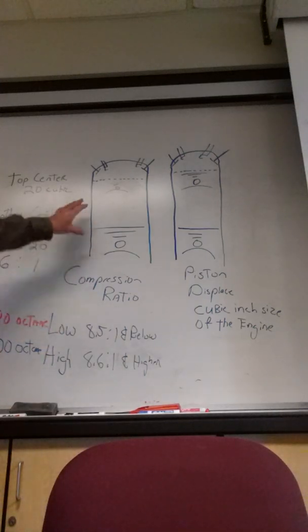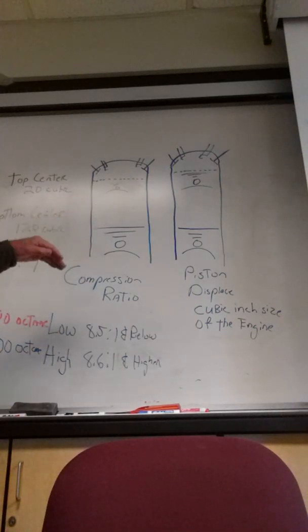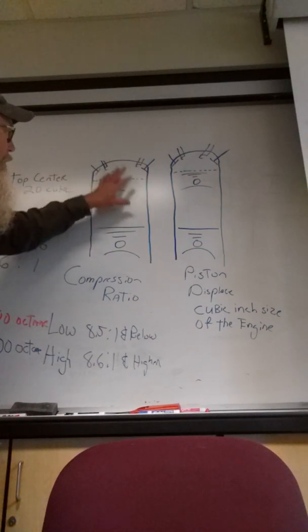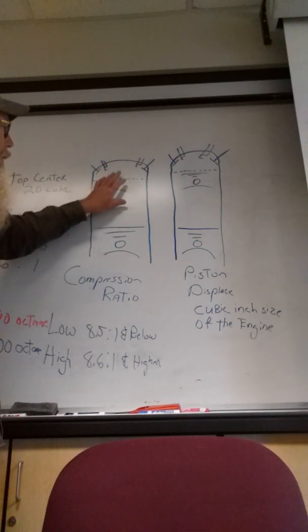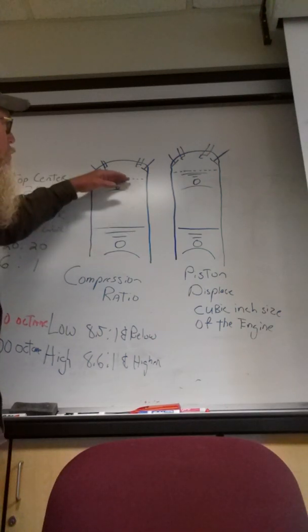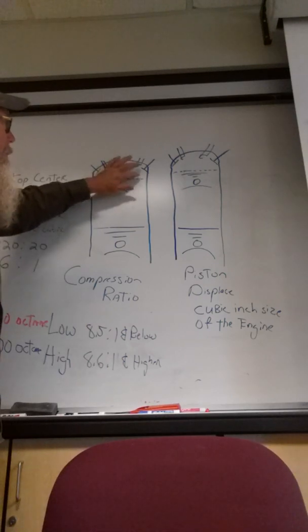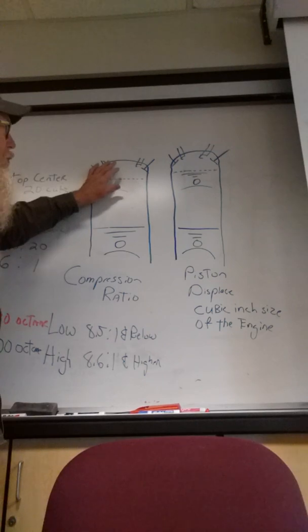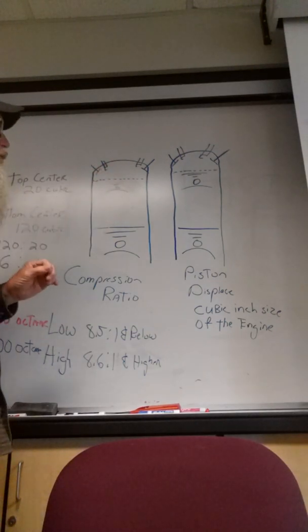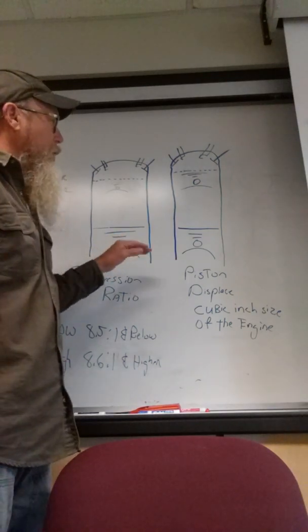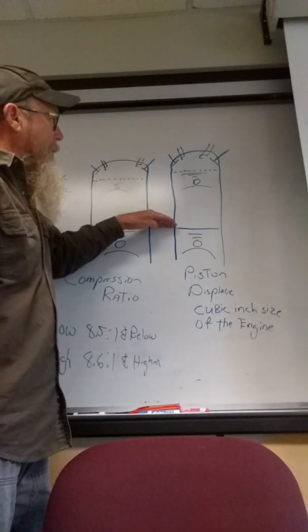Over here, when we talk about compression ratio is where I've got my fuel air mixture in the combustion chamber, pistons down here at bottom center, and then when we drive up to top center, we're talking about how much area I have left up here where I've compressed that fuel air mixture into. So that's compression ratio.